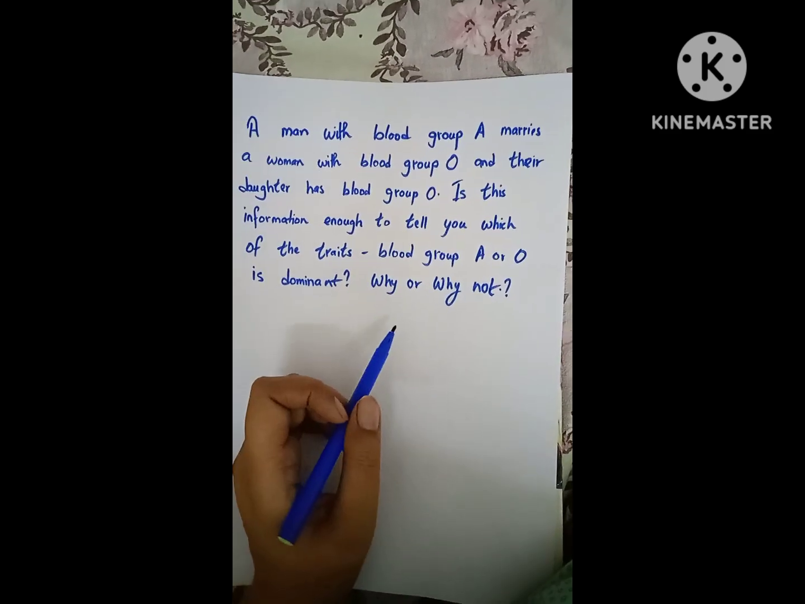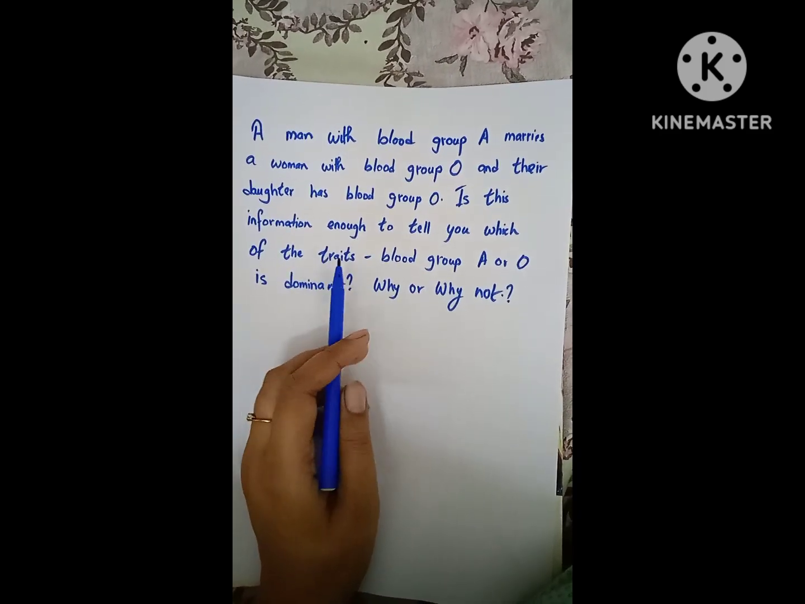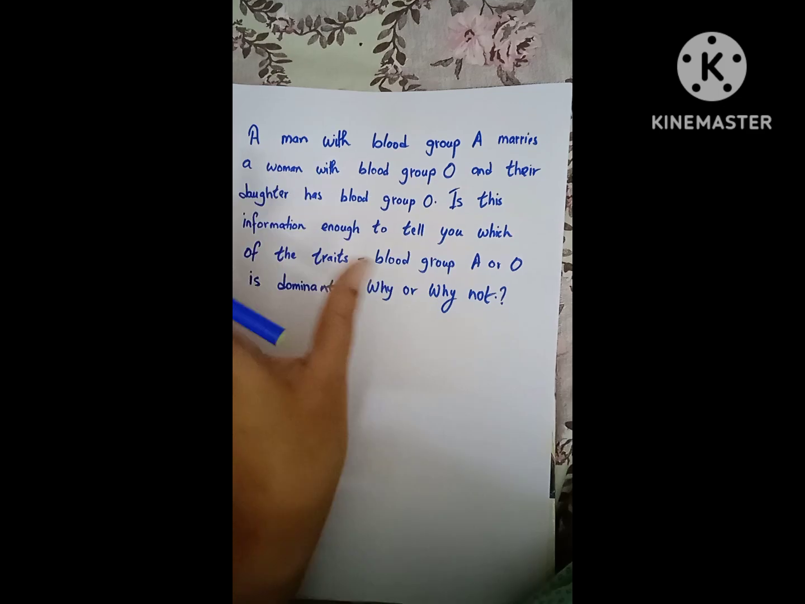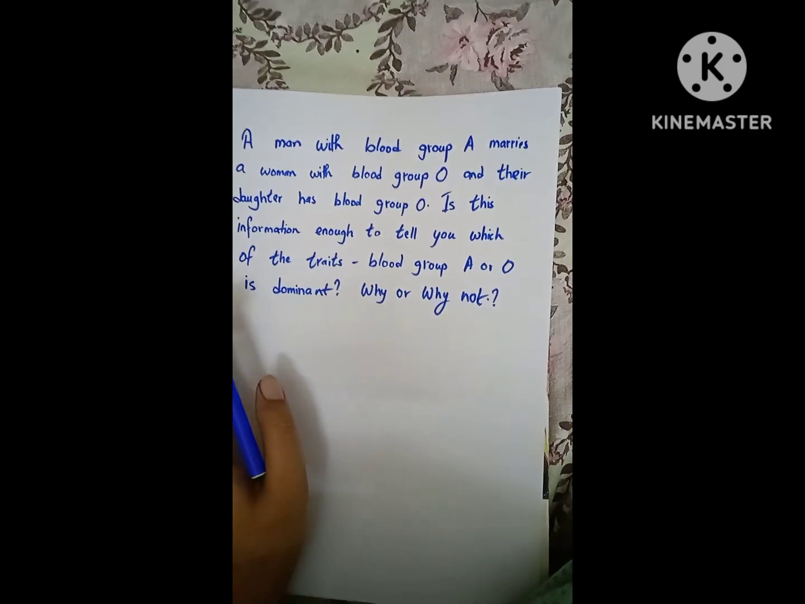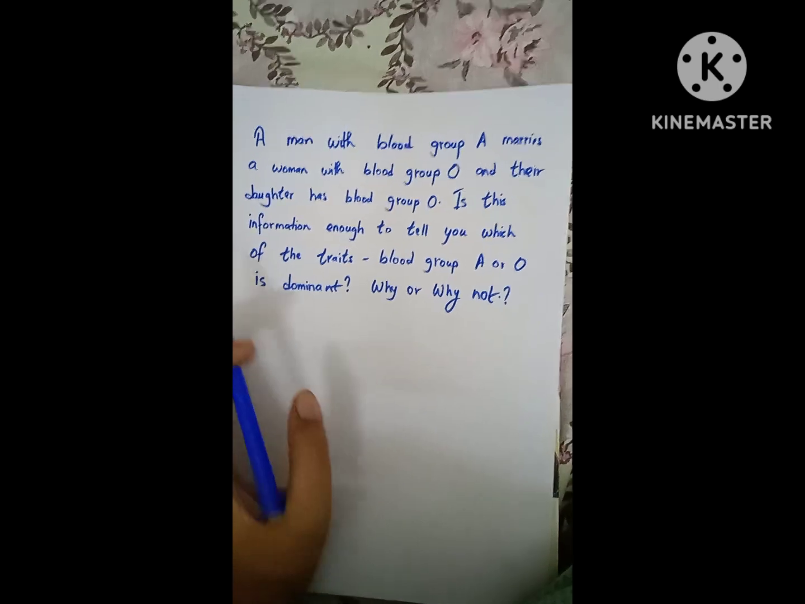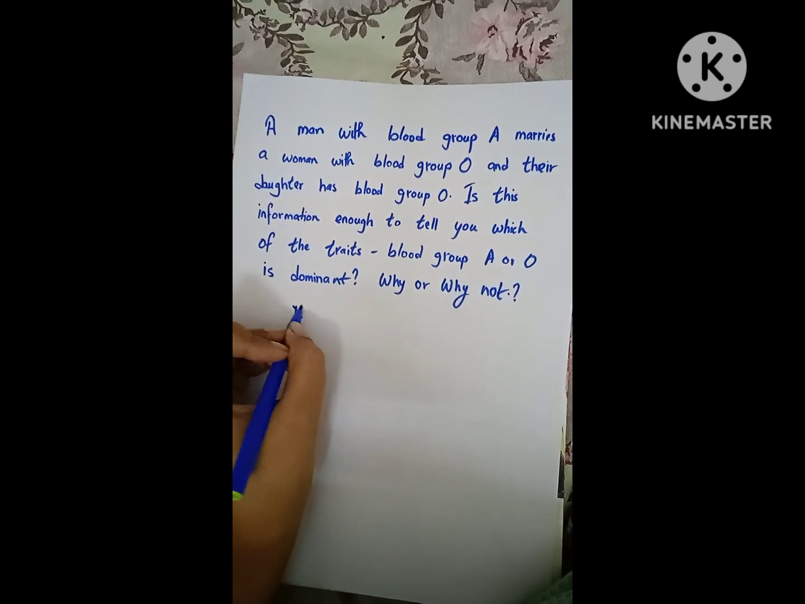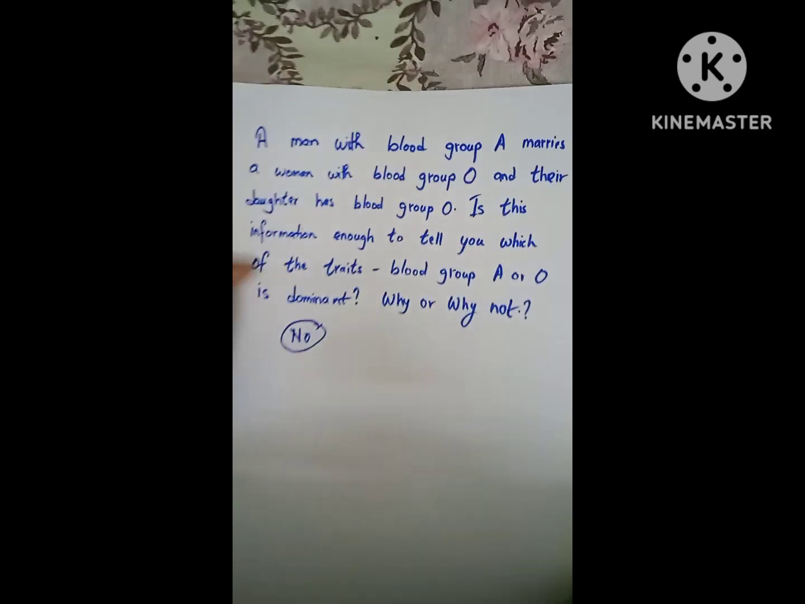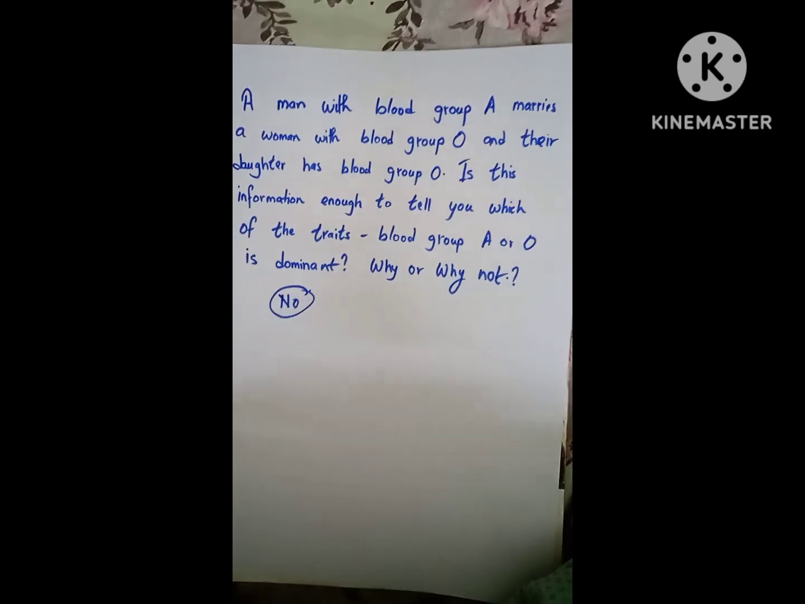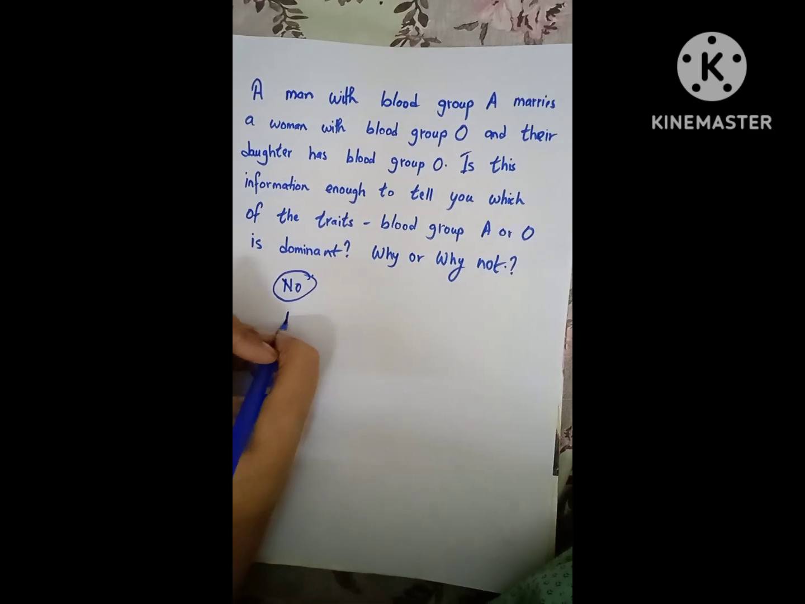Why or why not? Now, over here, the question is: is this information enough to tell me whether, out of A or O, which is dominant and which is recessive? So, the answer is no, it is not enough. Now, why so? Because in this question, I can only find out the phenotypic relationship. I can only see the phenotype.